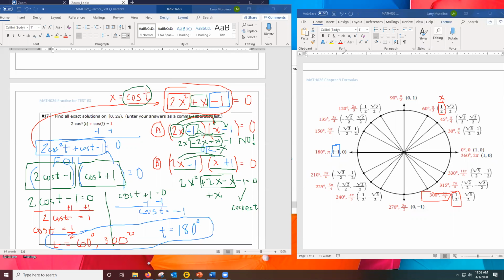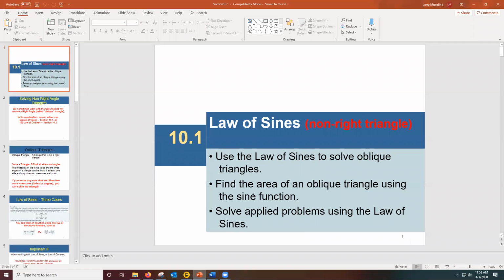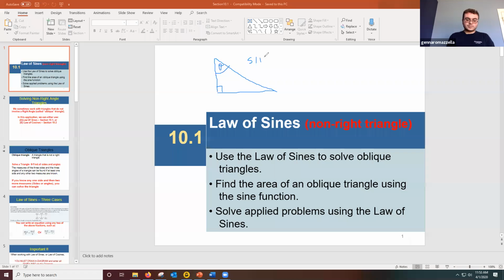All right, well, for right now, I wanted to introduce section 10.1 in the time we have left. The law of signs. Yeah, it's called the law of signs. And here's the reason we need the law of signs. If I was working with a right triangle like we've been working with in this course, you remember that the sine of an angle, like let's say sine theta, was equal to opposite over hypotenuse.